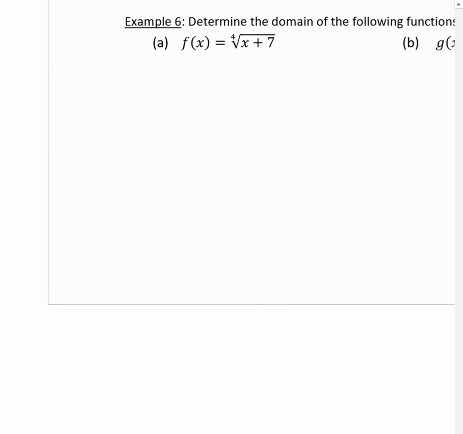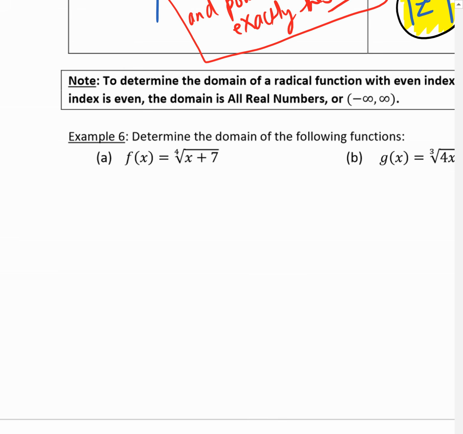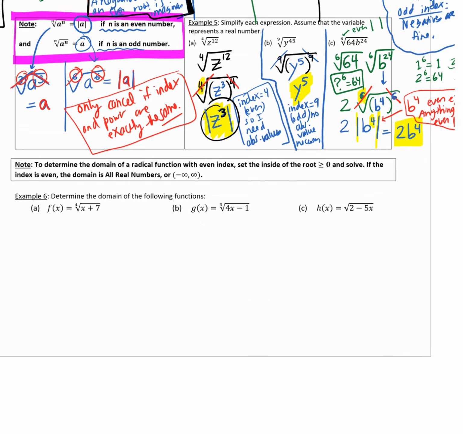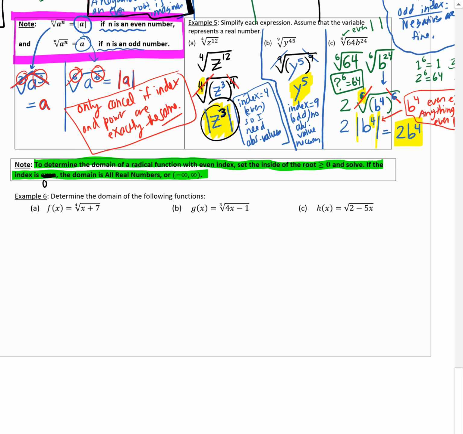So we're going to bring it back to functions again. Example 6 says, note, to determine the domain of a radical function, like we have here, with an even index, set the inside of the root greater than or equal to 0 and solve. However, if the index is odd, sorry, mine says even there, it should say odd. If the index is odd, the domain is all real numbers.